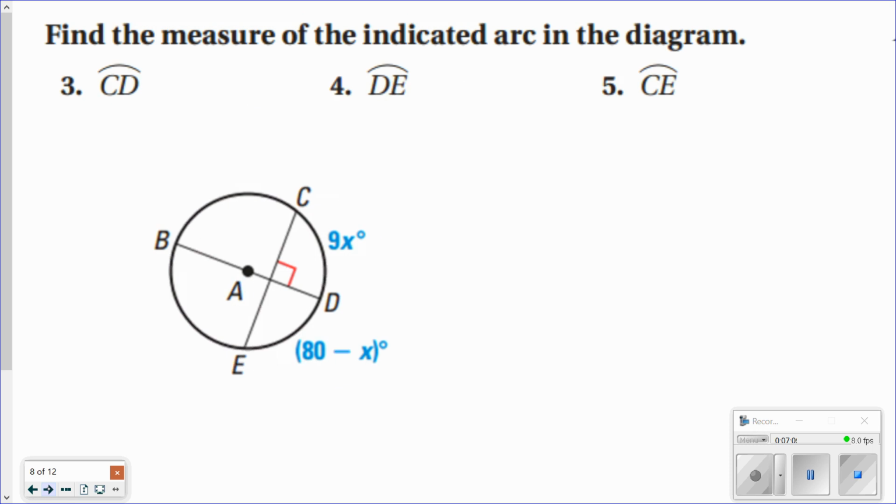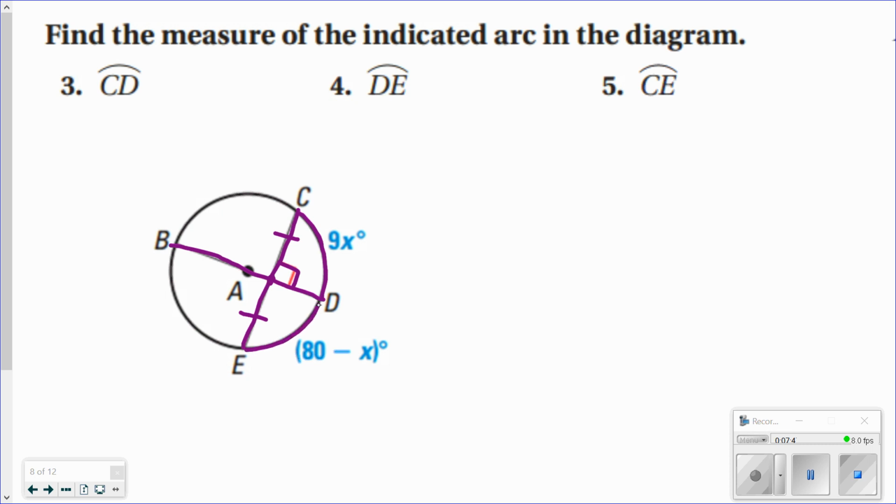Find the measure of the indicated arc in the diagram. We're going to start with CD. If I look at CD, we're looking at this arc here. But I don't really know much other than that BD is a diameter. We know that it is perpendicular to this chord, meaning that these two segments of the chord are congruent. Since those two segments are congruent, that means that these arcs are also congruent.